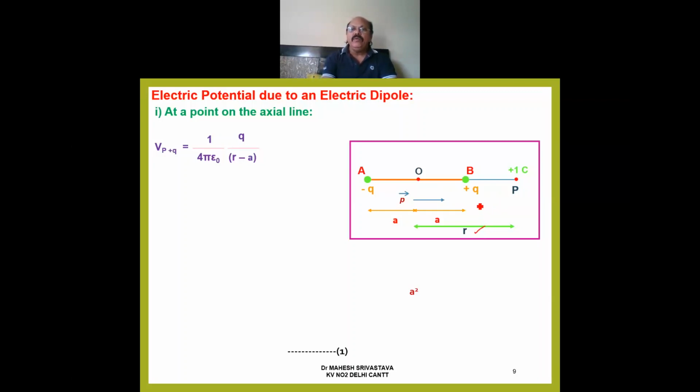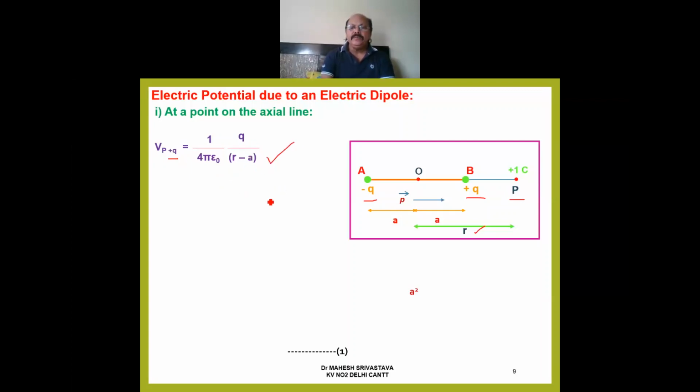So what we do? First we calculate electric potential at point P due to this plus Q charge, then due to minus Q charge at point P. Then we take the algebraic sum. So that is the electric potential at a point on the axial line of an electric dipole. You see that the point P from point B is at distance r minus a. So electric potential at P due to the plus Q charge is 1 upon 4 pi epsilon naught Q upon r minus a.